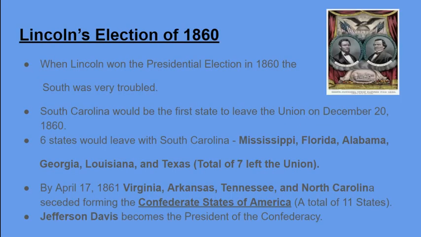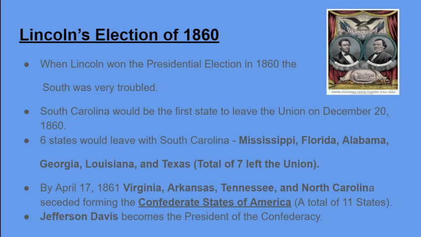Okay, before we get into the Battle of Fort Sumter, we need to talk about Lincoln's election. Lincoln won the presidential election in 1860. The South was very troubled; they were not happy about it. And South Carolina actually becomes the first state to leave the Union on December 20th of 1860 because of this. 6 states would actually leave along with South Carolina. So there was a total of 7 that seceded at first. It was Mississippi, Florida, Alabama, Georgia, Louisiana, and Texas.